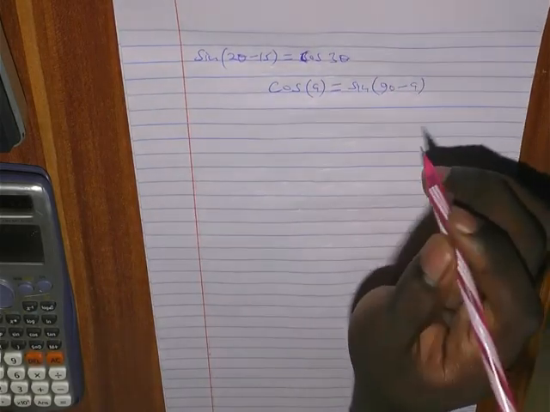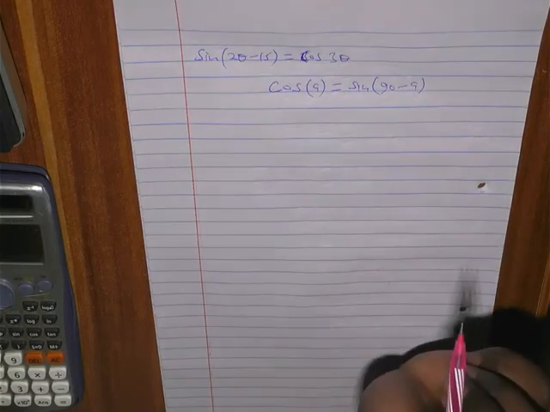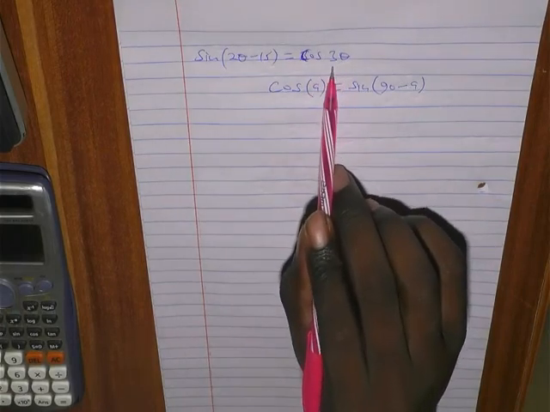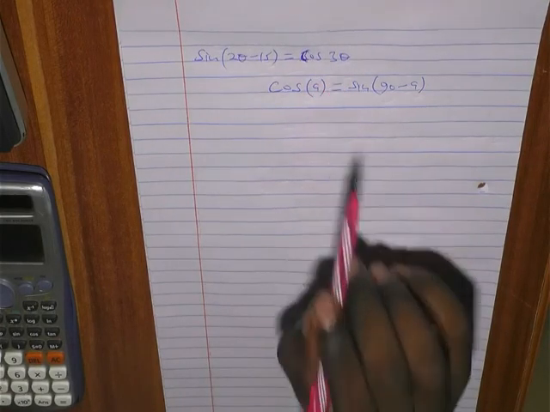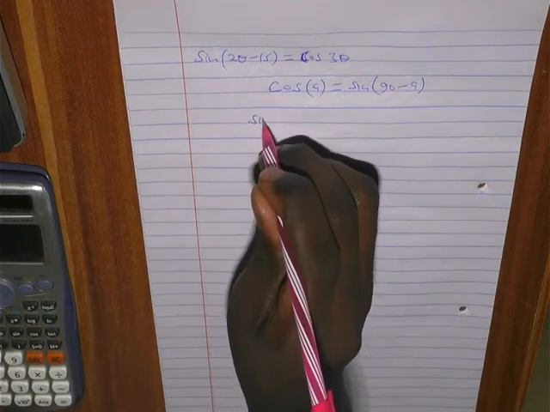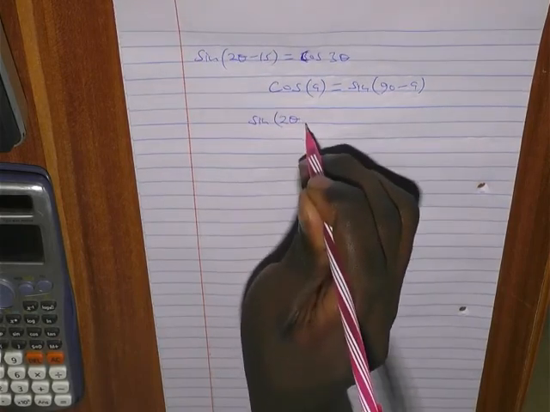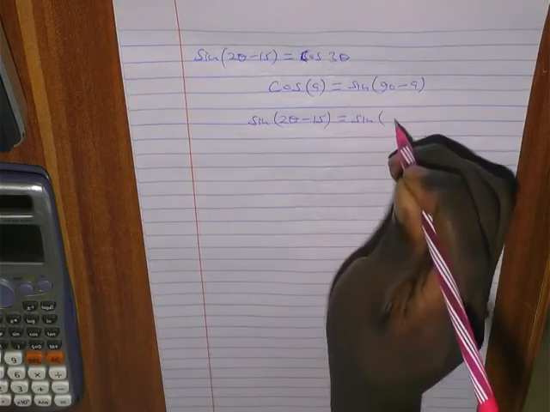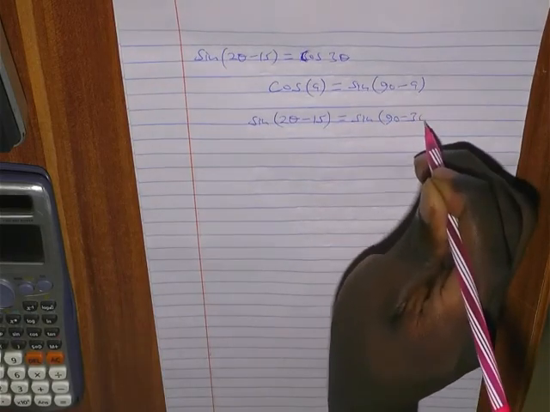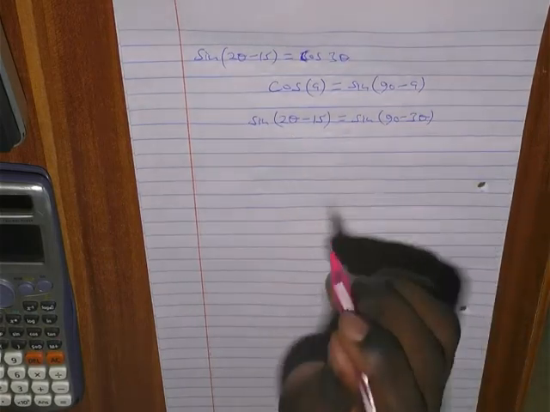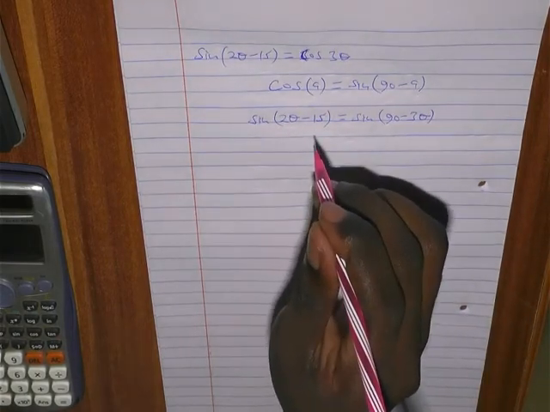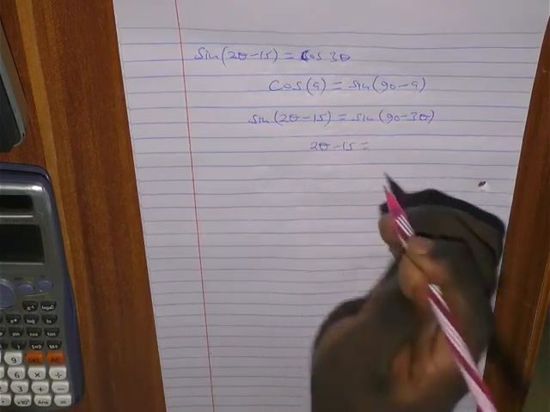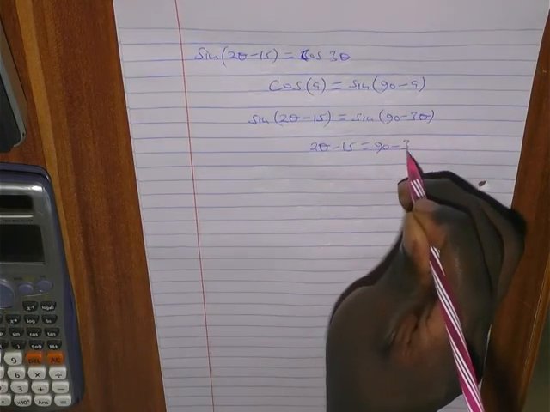Let's interpret that according to this question. If you have a cos 3 theta, it's the same as saying sine of 90 minus 3 theta. So we have sine of 2 theta minus 15 is equivalent to sine of 90 minus 3 theta. The signs are the same, so whatever is inside the bracket is the same also. So 2 theta minus 15 is equivalent to 90 minus 3 theta.